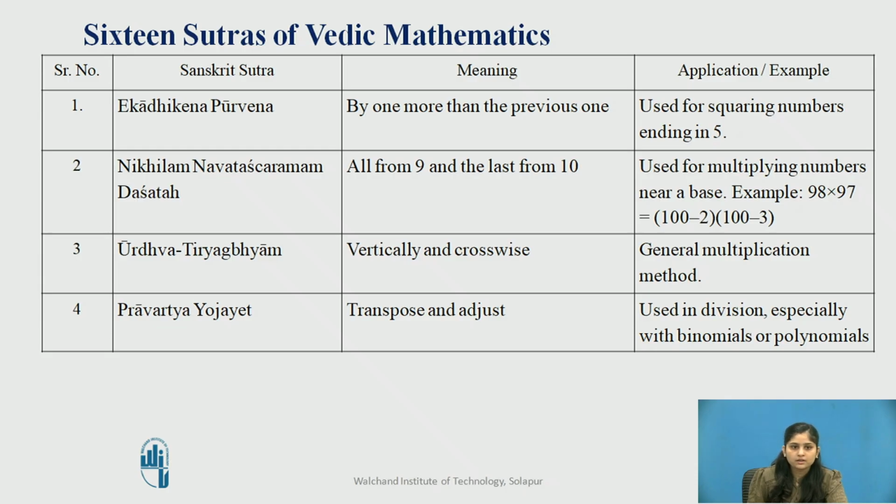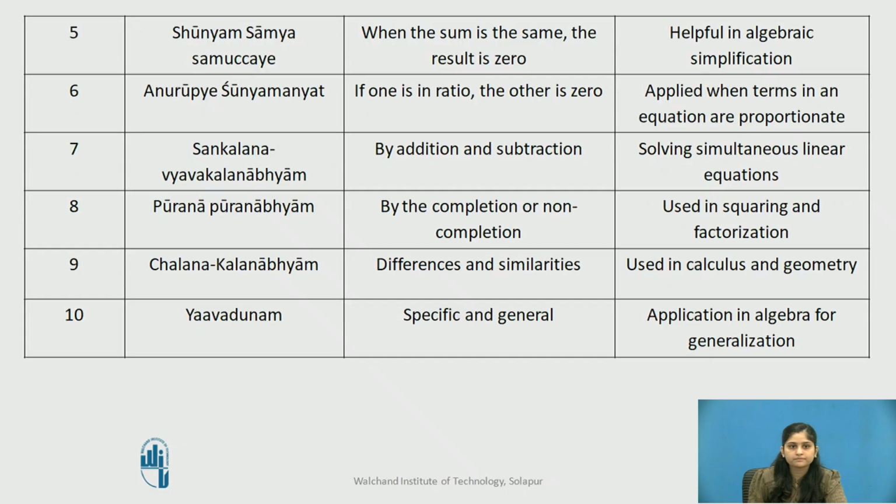Fourth sutra is Paravartya Yojayet, which means transpose and adjust, and its application is that it is used in division, especially with binomials or polynomials. Next sutra is Shunyam Samyasamuccaye, which means when the sum is the same, the result is 0. It is helpful in algebraic simplification.